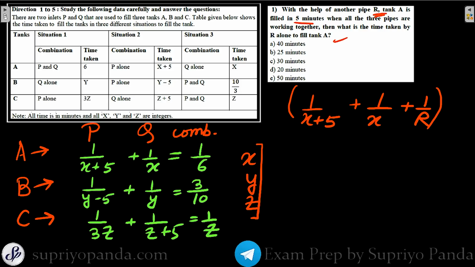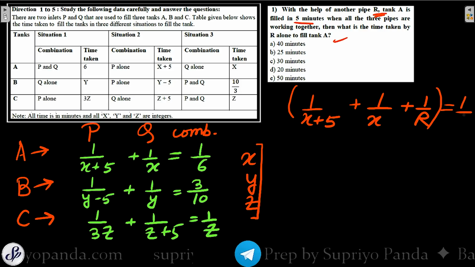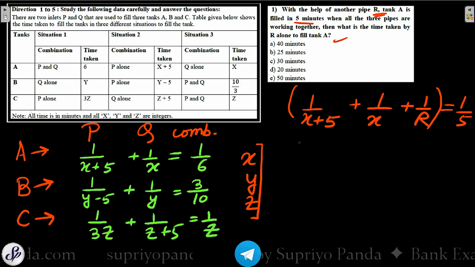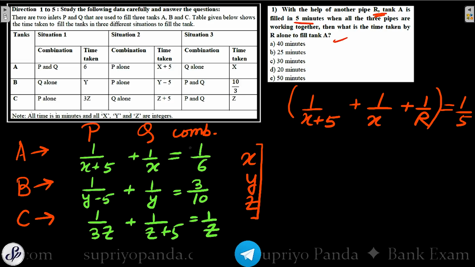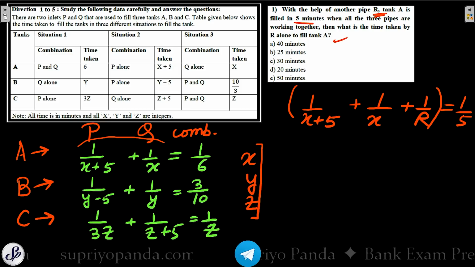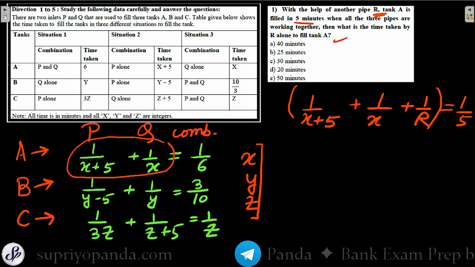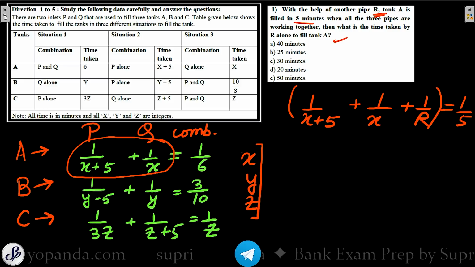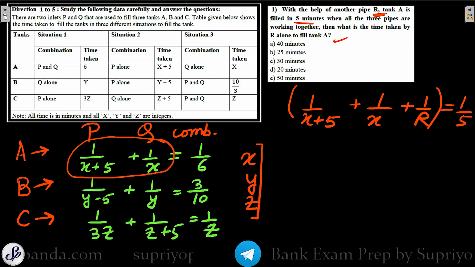So we just have to invert it, so it becomes 1 by 5. So we have our equation over here. Now you might think that we have to solve for x, but just note something. We already have 1 by (x plus 5) plus 1 by x given to us as 1 by 6. So for this question, there is no need to solve this quadratic equation.